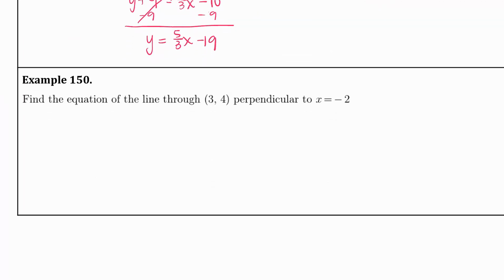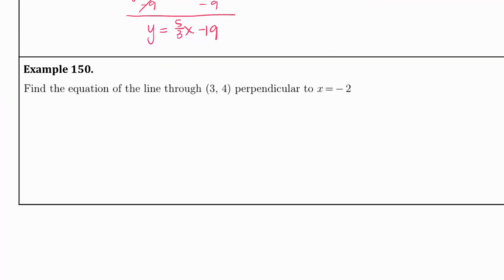All right, and then our last one here. Instead of using point-slope formula, we're going to kind of just problem solve our way through this one. It says find the equation of the line that goes through the point (3, 4) and is perpendicular to the equation x equals -2. So let me draw a little coordinate plane over here. Here's your x-axis, here's your y-axis. Don't forget that this equation right here, x equals -2, means it's a vertical line that crosses the x-axis at -2. That's this line right here, x equals -2.